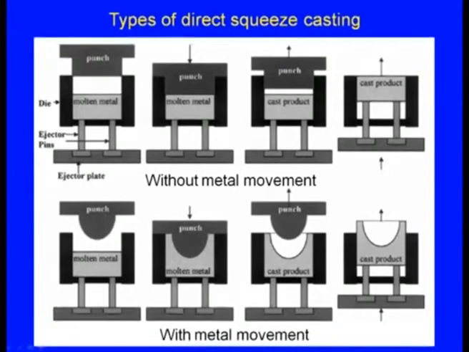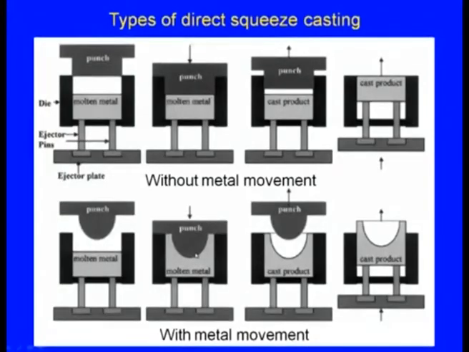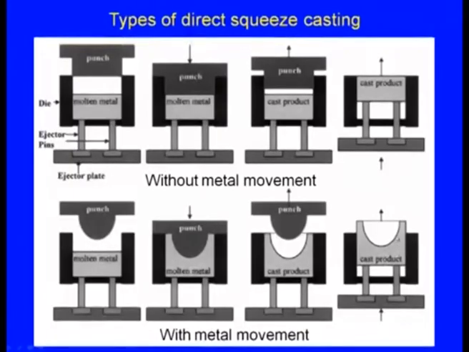This is the die, this is the molten metal and this is the punch. The punch comes down and applies pressure on the molten metal. As the punch is coming down, some metal will be displaced from its previous position, you see here. So there is metal displacement or metal movement, and then the part solidifies. After solidification, the punch goes up and the component is ejected. These are the two subcategories of the direct squeeze casting process, with metal movement and without metal movement.